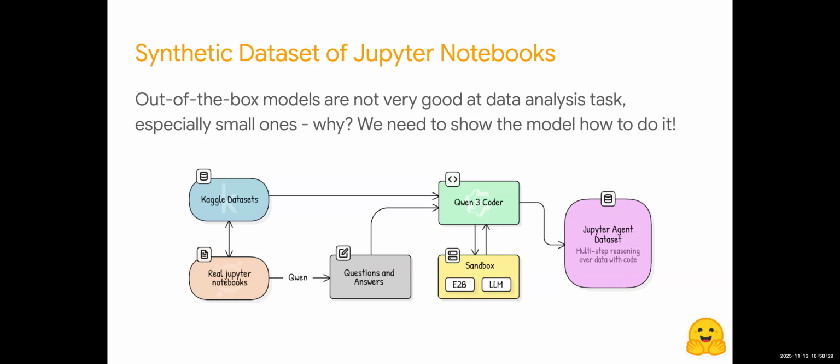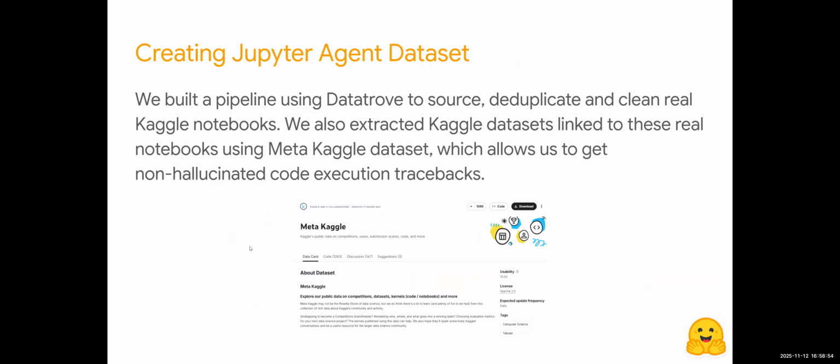What we did eventually was first to get real notebooks, and then get the Kaggle datasets which were used in those notebooks. Then we extract question-answer pairs about those datasets, and then we generate notebooks. So now let's dive a bit deeper step by step. There is this dataset called MetaKaggle, which is regularly updated with snapshots from Kaggle, and it contains all the notebooks that were published on Kaggle.